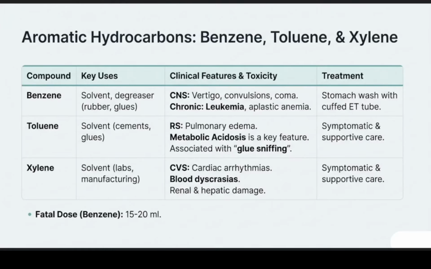Toluene, again, we are going to get pulmonary edema, metabolic acidosis. And remember, glue sniffing is a very important associated feature of it. Xylene: cardiac arrhythmias, blood dyscrasias, renal and hepatic damage. And remember, one important fatal dose is 15 to 20 ml in benzene.